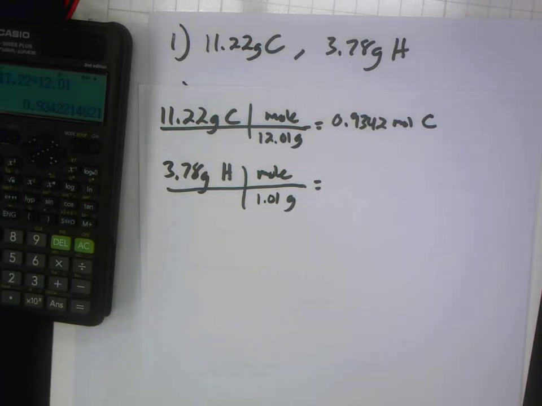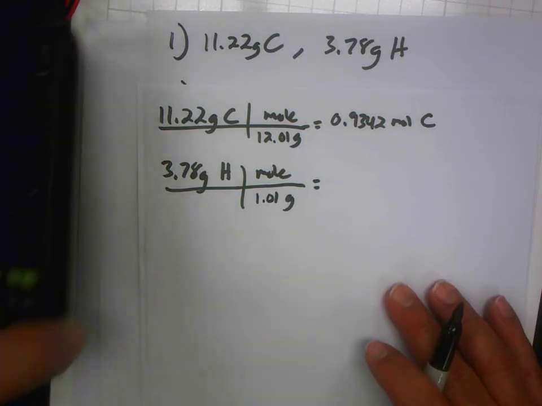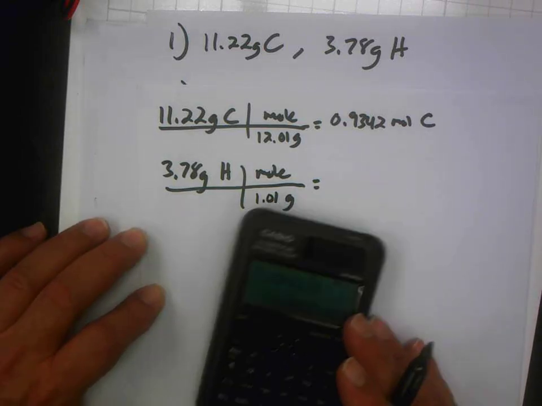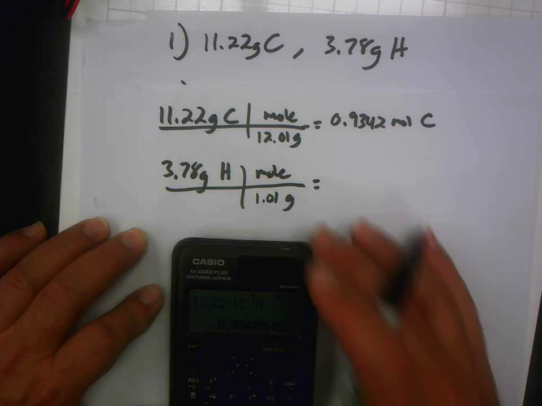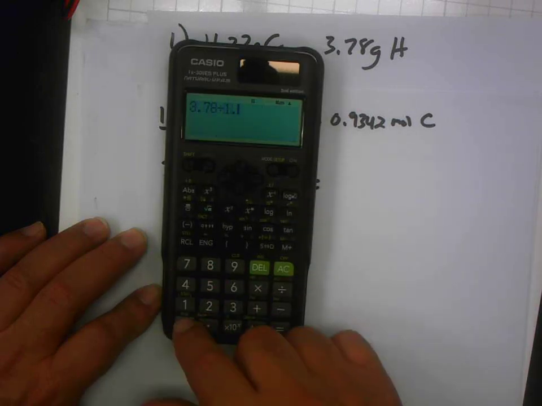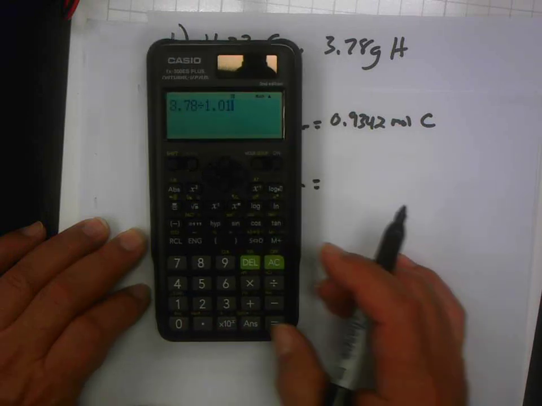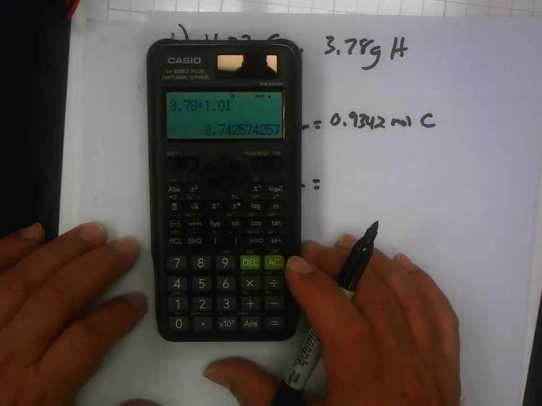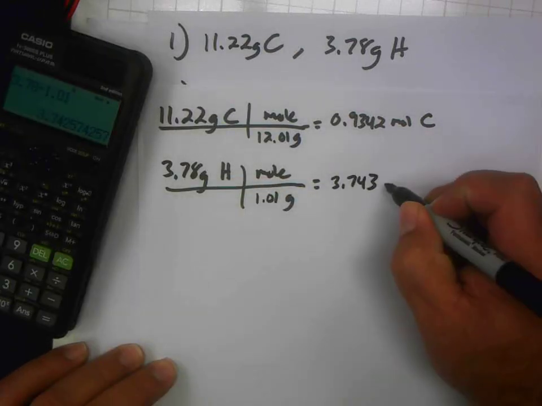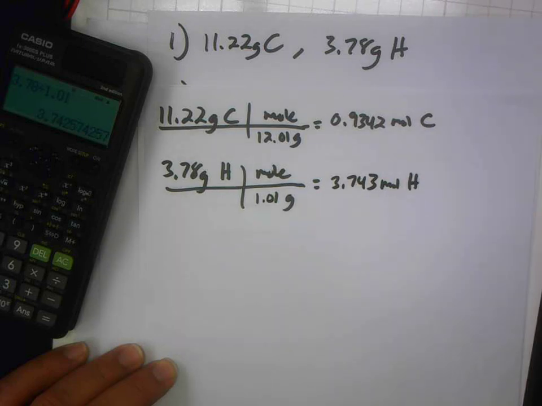All I did was take grams per mole, just like we did last week. We're going to get some practice using the skill we learned last week to determine certain things. The second one, 3.78 divided by 1.01, gives me 3.743 moles of hydrogen.